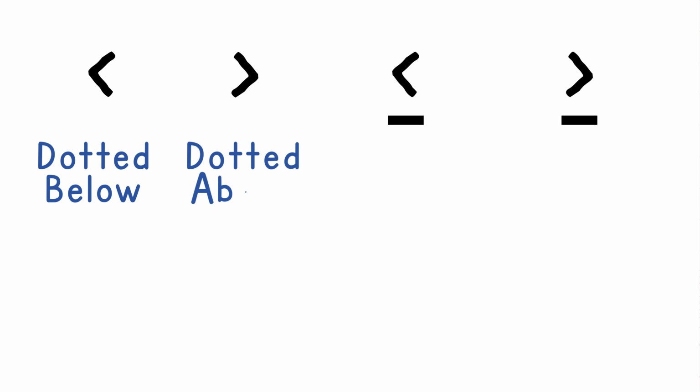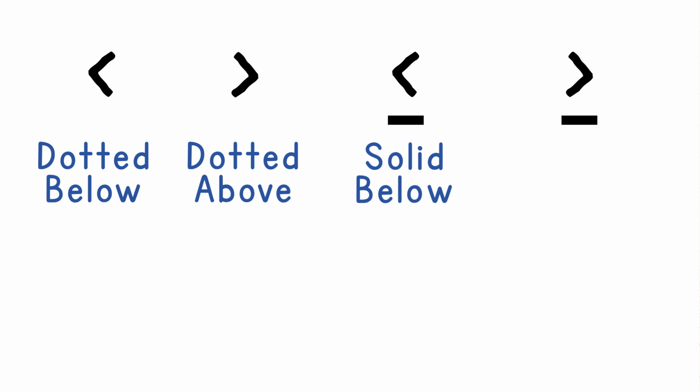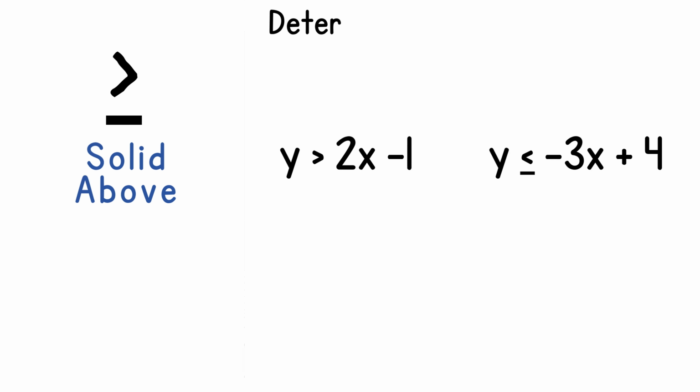So let's just recap what each symbol will represent on a graph. Less than will be a dotted line and will shade below the y-intercept. Greater than will also be a dotted line, but will shade above the y-intercept. For less than or equal to, we'll have a solid line and will shade below. And the greater than or equal to will also be a solid line, but will shade above the y-intercept.